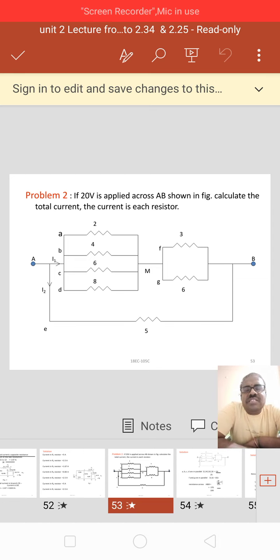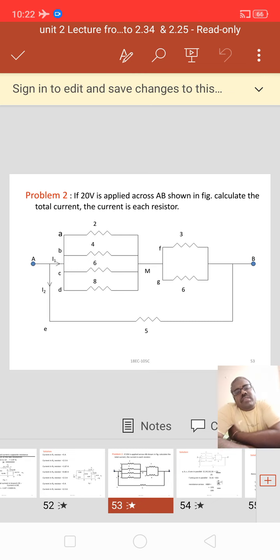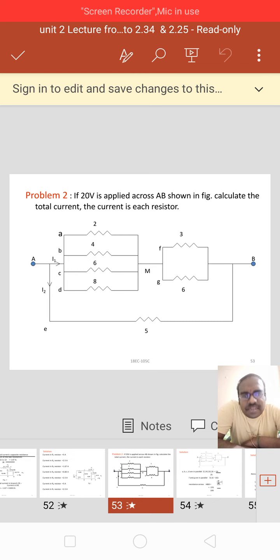Here another problem is given. If 20 volts is applied across AB as shown in the figure, calculate the total current and current flowing in each resistor. Here 6 resistors are given. Resistors A, B, C, D are connected in parallel, and F, G resistors are also connected in parallel, and another resistance E is in parallel with the ABCD and FG. Okay, we want to find out the value of each resistor.